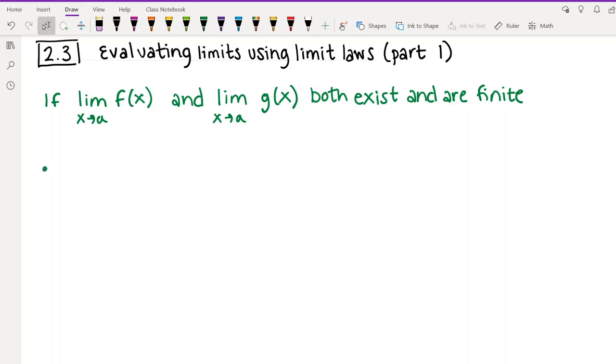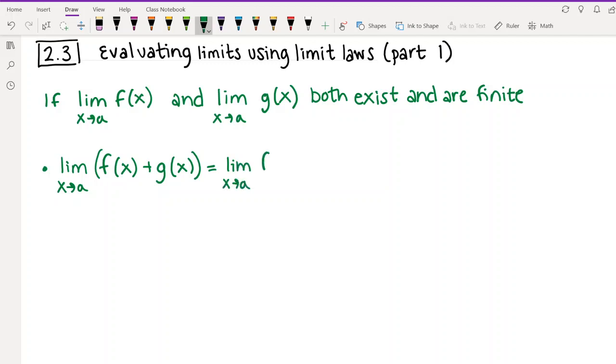So first thing that's true is that if you're taking the limit as x approaches a of f of x plus g of x, that's going to be the same thing as taking the limit as x approaches a of f of x, and then adding that to the limit as x approaches a of g of x. And then same thing if you're subtracting, so I'll just add a little plus or minus here.